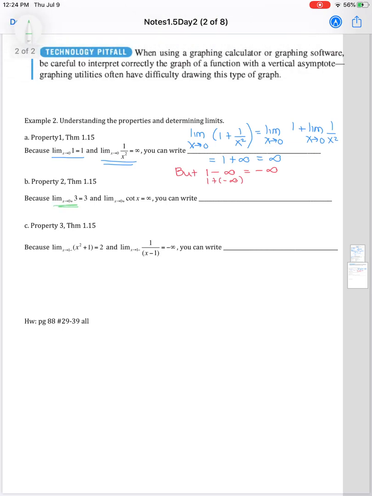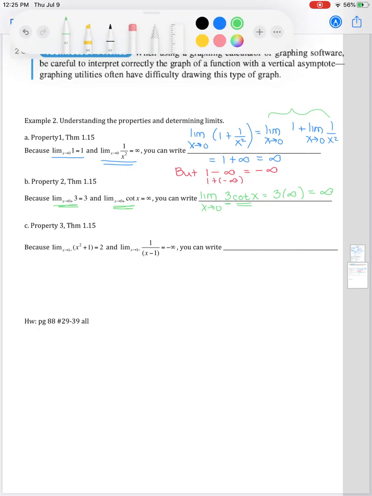All right, property number 2. So again, 2 bits of information to work with right here. This is where we have the scalar. So we have the limit as x approaches 0 of 3 cotangent of x. So the 3, you're taking the limits separately. So you can break it down like we did up here, or there's really no need. We know that the limit of the first part is still 3 because it's a constant, and the limit of the second part is going to be equal to infinity. So given that we have infinity times 3, that's still going to get us infinity.